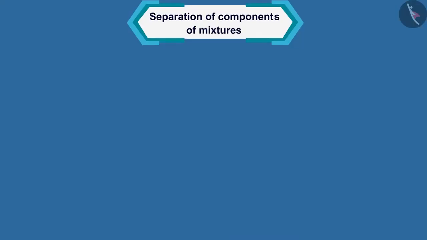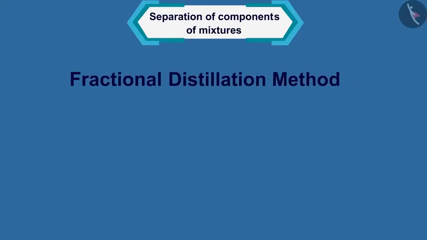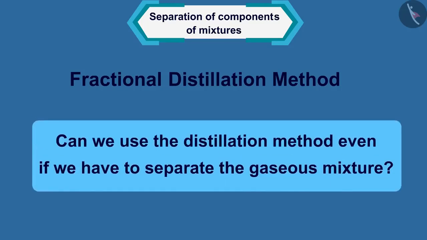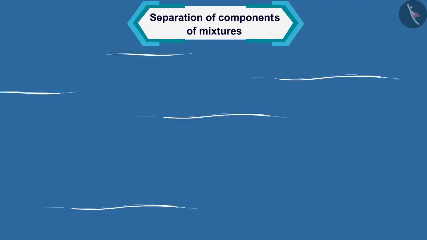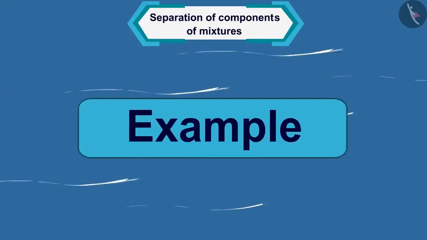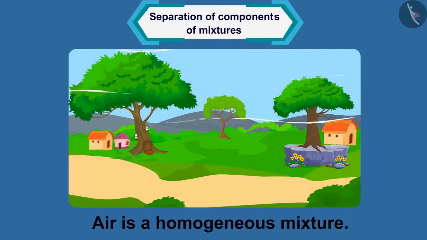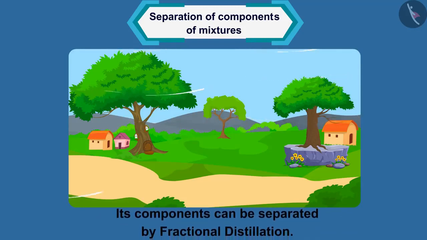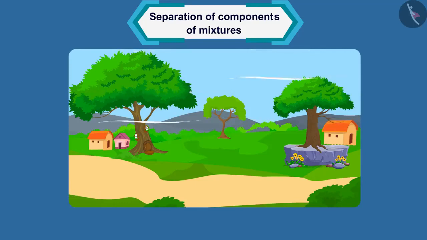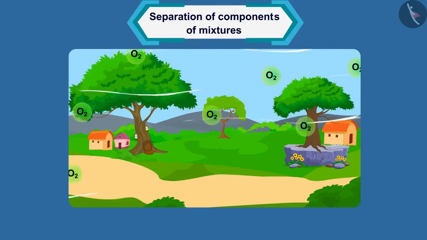You may be thinking that by the fractional distillation method, we can only separate a mixture of liquids. But can we use the distillation method even if we have to separate a gaseous mixture? Let us know about this by the example of air. Air is a homogeneous mixture and its components can be separated by fractional distillation. Suppose we have to separate oxygen gas from air.